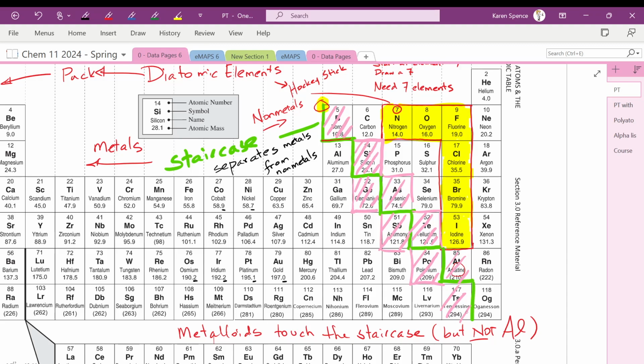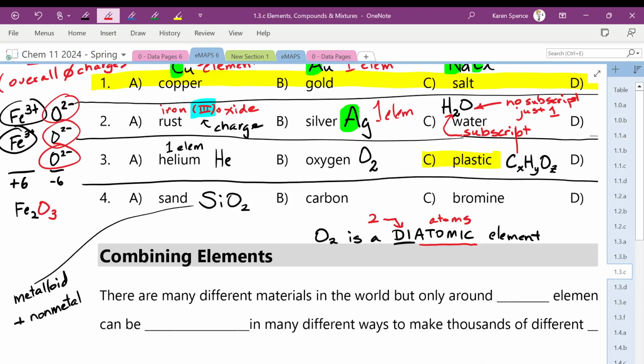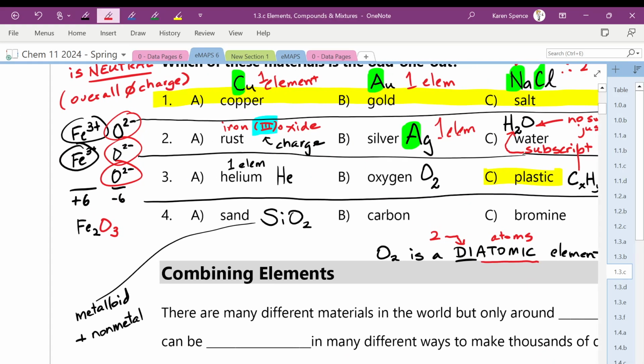Now, if you have a compound made of a metal and a non-metal, say iron and oxygen, what kind of a compound do you have? Let's go back to our other page here. Here was our iron, which is a metal. Here's our oxygen, which is a non-metal.